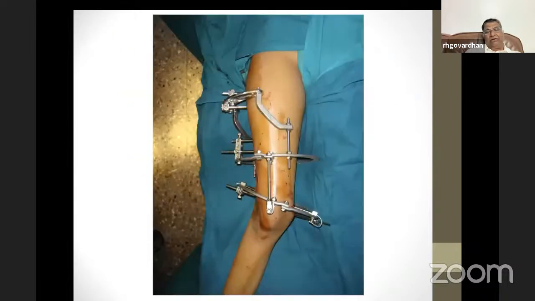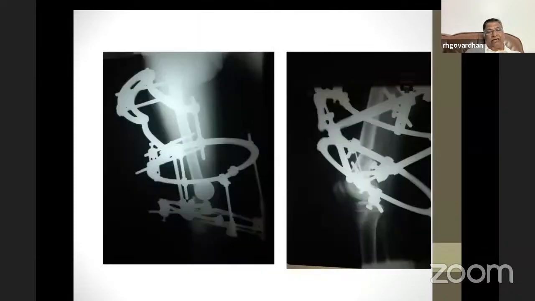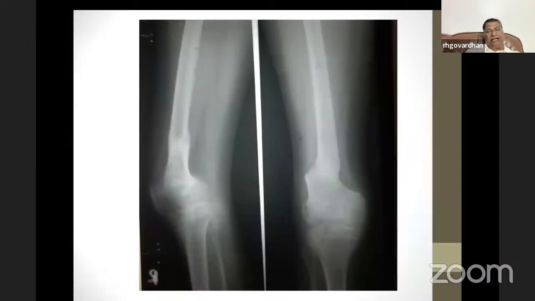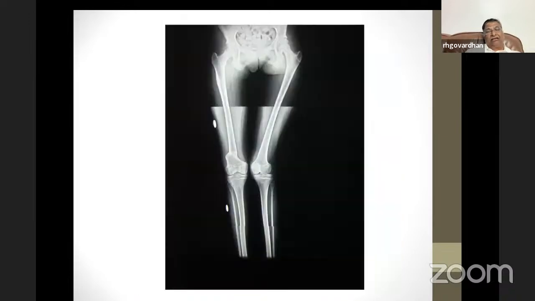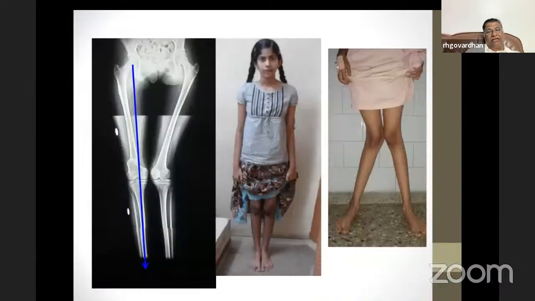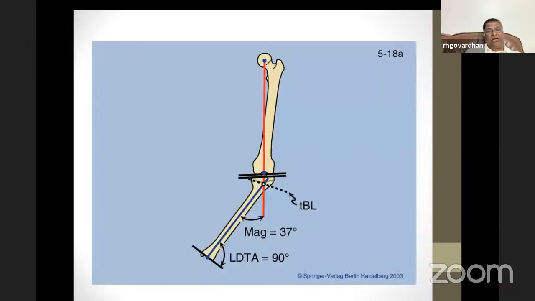This is the pictorial diagram, and you can see that the distal fragment is angulated and translated, and the end result is that her lower limb has become straight. That is the long leg X-ray. That is a function of the limb, and you can see that both sides have been corrected, and you can see the straight limb. Now, this is the extension of the same thing.